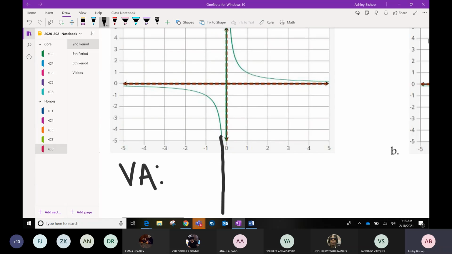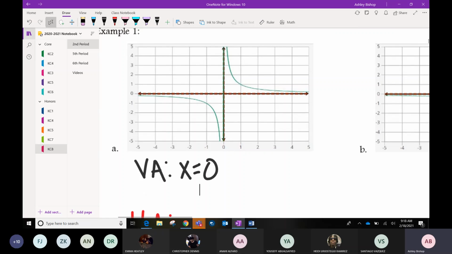This green graph is getting closer and closer to this number. It's fast approaching this number, but never touching it. And that number that it's fast approaching is 0. So I have a vertical asymptote at x equals 0. Vertical asymptotes are always x equals a number.